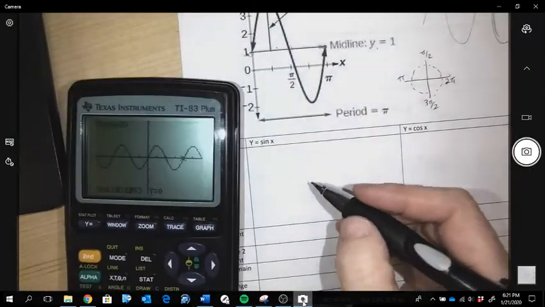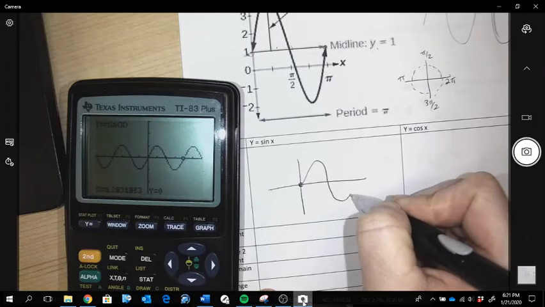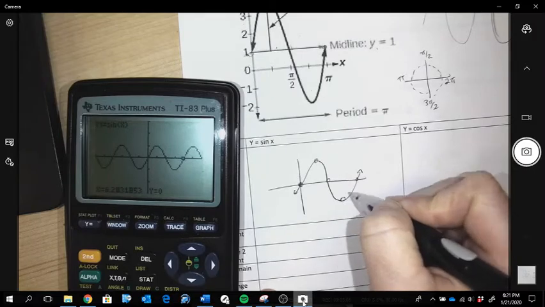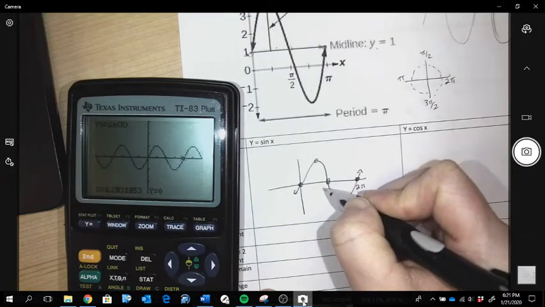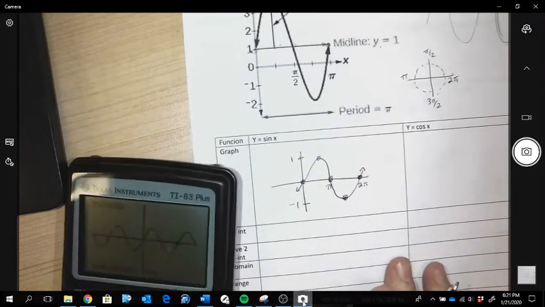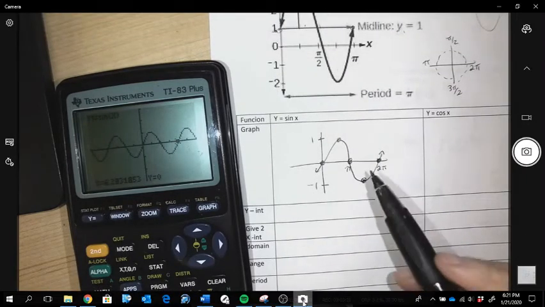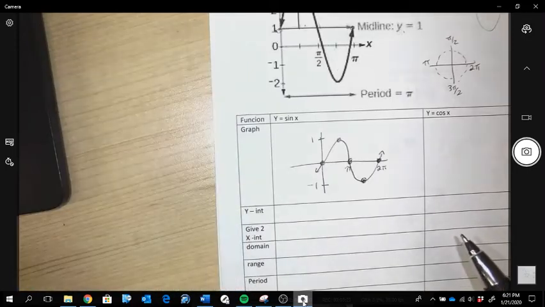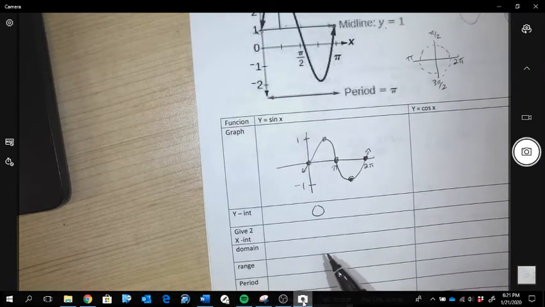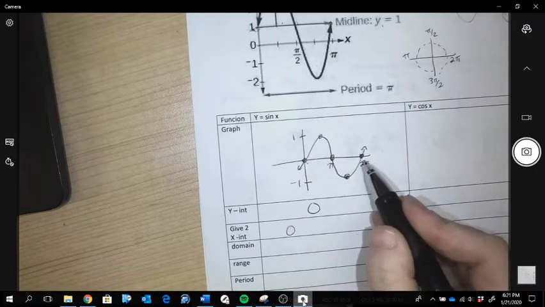Okay, so we're going to graph that. So 0, up, back to 0, down, back to 0, and so on. So you could see that the highest it went was 1 and the lowest was negative 1. And it took 2 pi to get to this one cycle. So my y-intercept is right here, 0. Give 2 x-intercepts. So we could have gone like 0, pi, 2 pi.